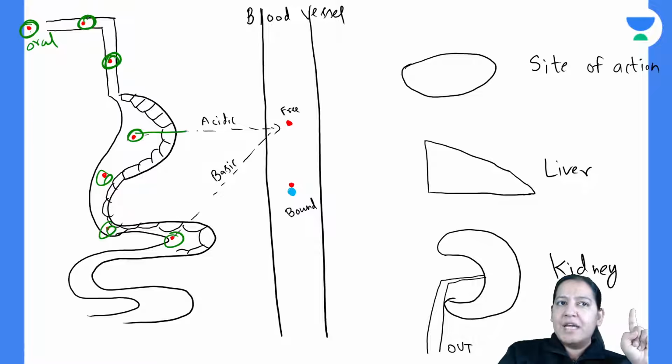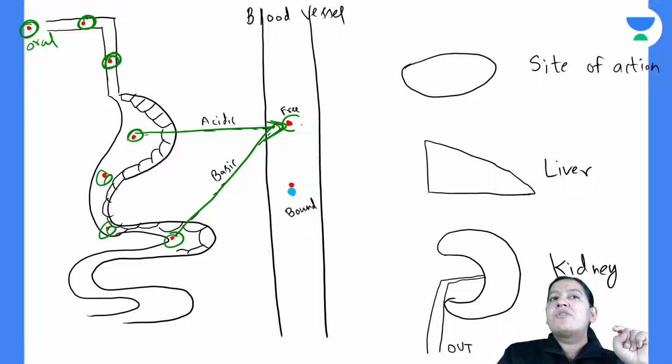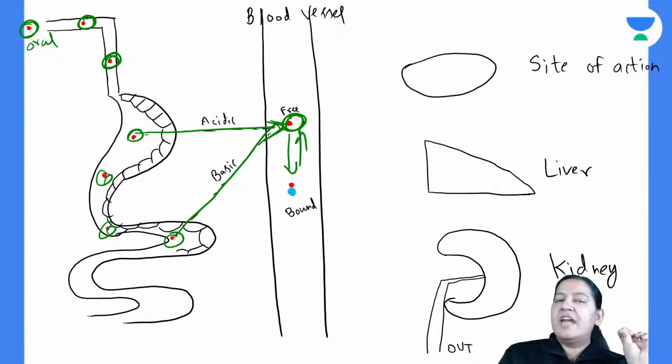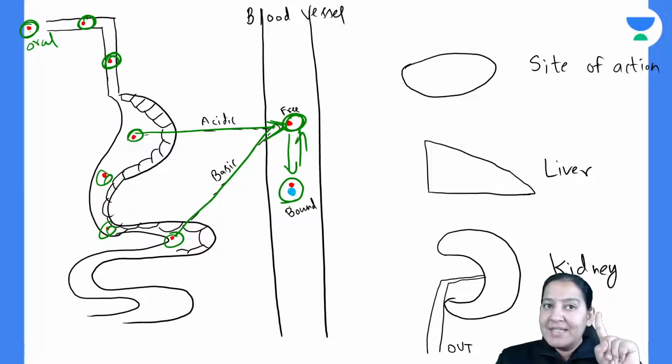If the drug is acidic, it will be absorbed from the stomach. If the drug is basic, it will be absorbed from intestine. Ultimately, drug reaches in blood. After reaching in the blood, some proportion got converted into bound form by binding with the plasma protein. If the drug is acidic, it will bound with albumin. If the drug is basic, it will bound with alpha-1 glycoprotein. So ultimately, some form is free, some form is bound.